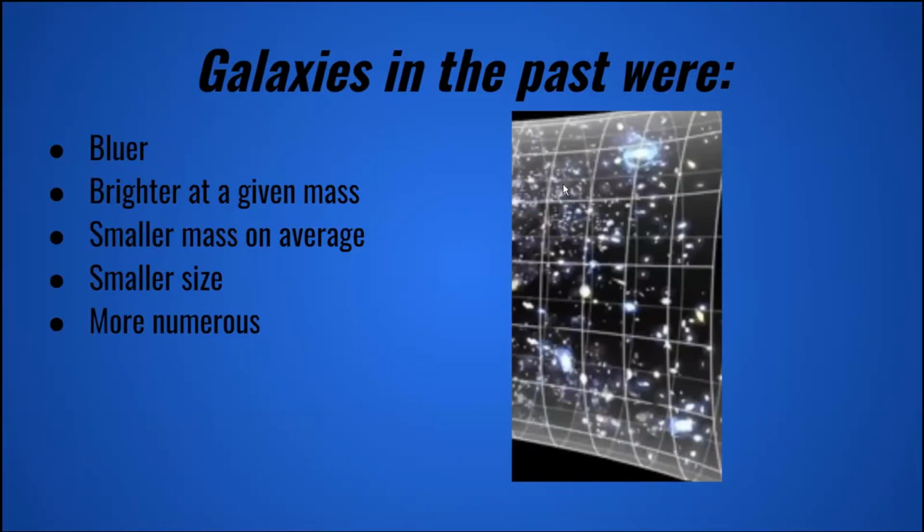Right. Again, in the past, from the deep fields, we observed that galaxies were bluer and brighter compared to galaxies of the same mass today, and smaller on average, because we said the universe formed by accreting mass. They were smaller in size, of course, as well, and more numerous, because galaxies increase in size by merging. And so merging causes the decrease of the number of galaxies.